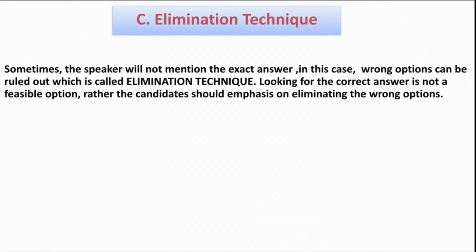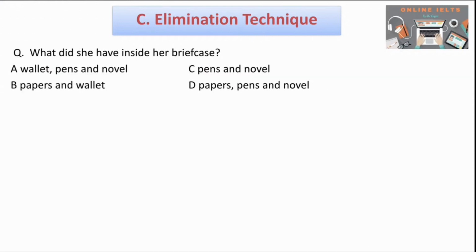Now what happens in the exam? Sometimes in a multiple choice question, you will not listen to the exact answer from the speaker. Rather, you have to rule out the wrong options to reach the correct answer. There's one example I have put for you. So this is the question, what did she have inside her briefcase? A option says wallet, pens and novel. B, papers and wallet. C, pens and novel. And D, papers, pens and novel. Now I'll make you listen to the audio carefully first, and you have to find out the answer by eliminating the wrong options. I'll play the video now.